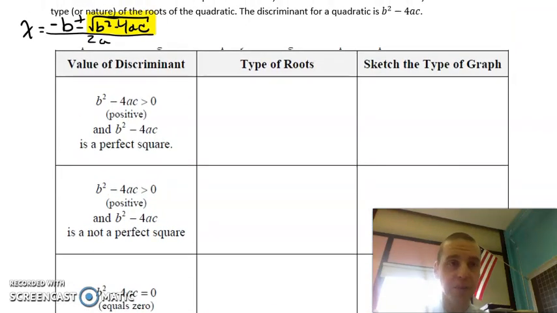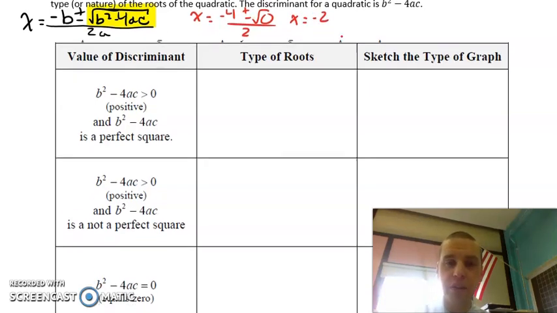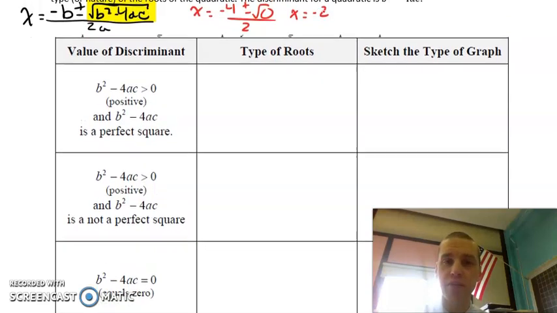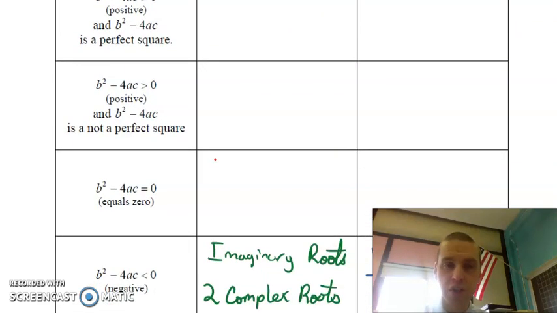The next example is when the discriminant equals 0, which means inside the square root is equal to 0. Let's make up a number: x equals negative 4 plus or minus the square root of 0 over 2. Well, we are then not adding and subtracting, we're just getting x to equal negative 2. And therefore, how many roots? Just one. So we're going to have one real root.